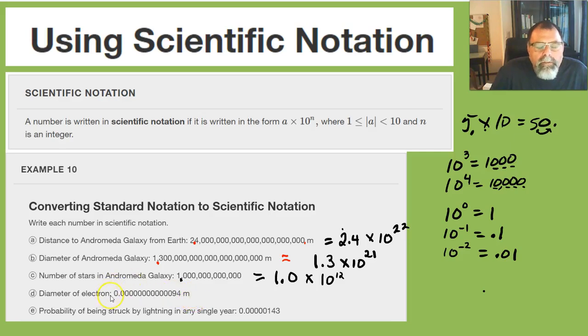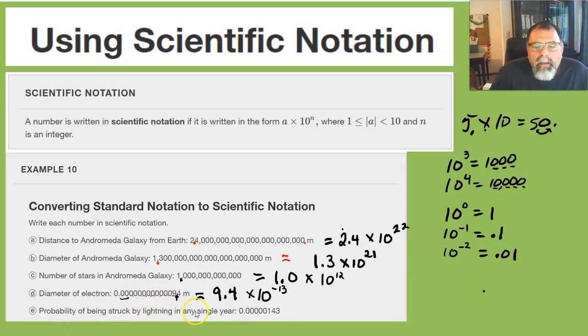Now this one, you start at the left, the first non-zero number is 9, and you put the decimal place first, to the right of the first non-zero digit. So 9.4. Now you have to count how many places we moved it. 1, 2, 3, 4, 5, 6, 7, 8, 9, 10, 11, 12, 13. We want this number to get smaller, so that would be negative 13. All right, so 9.4 times 10 to the negative 13.